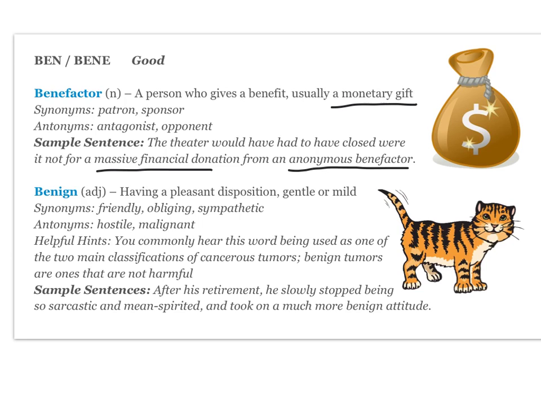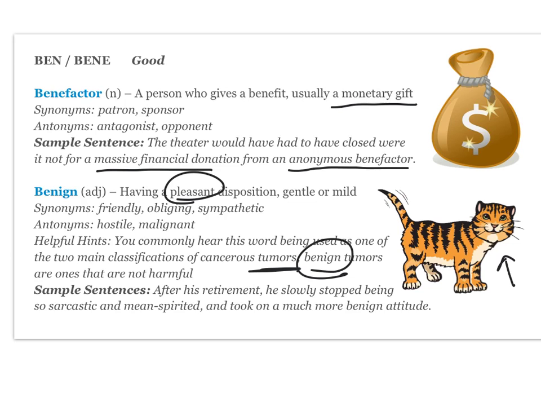Benign is your next word. It's an adjective and it means pleasant, basically. It's often used with a suggested contrast, like this could be benign or it could be cancerous, or that cat could be benign or it could be very aggressive. So like this tiger here looks kind of benign, but we're not really sure. The helpful hint tells you about tumors. So if you have a tumor, you hope that tumor is benign. So you'd say, is it benign, or is it harmful?